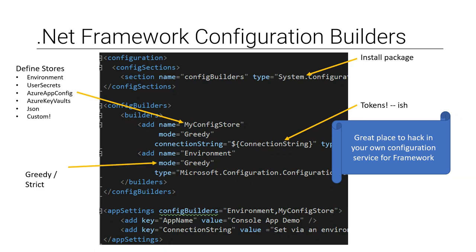Greedy and strict, we'll skip that, but essentially it says how much data I want to get from Azure or any other configuration store that you built. And then it loads these in order, just like .NET Core. So it's going to load the environment variables, overwrite them with my config store variables, blah, blah, blah. So you can tweak how much data you're going to get from your various services. Very nice .NET Core capability. If you can't go to Core in your enterprise and you're on 4.7, this is a good way to grow your configuration.